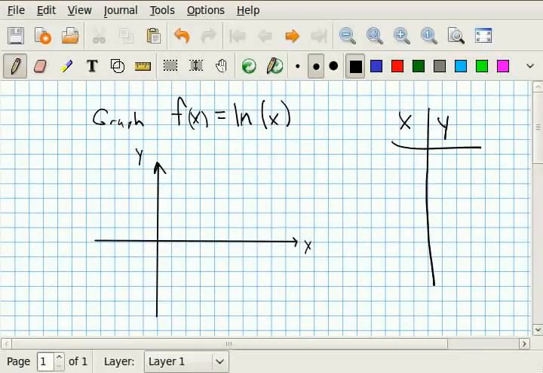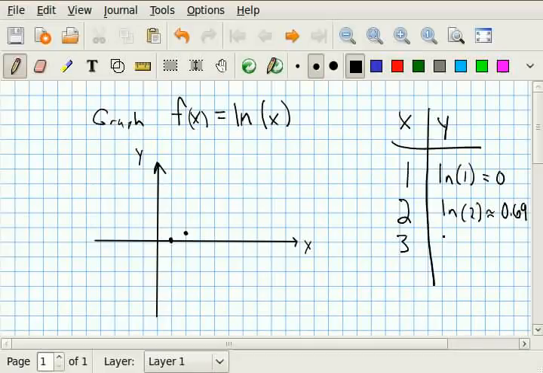Okay, so let's go ahead and do this. We need to plot some x and y pairs in order to get a good graph of this function. So I'll start by picking some nice positive numbers for x. If x is 1, y is going to be the natural log of 1, which turns out to be exactly 0. So the point (1, 0) is on the graph. If x is 2, y is going to be natural log of 2, which is about 0.69.